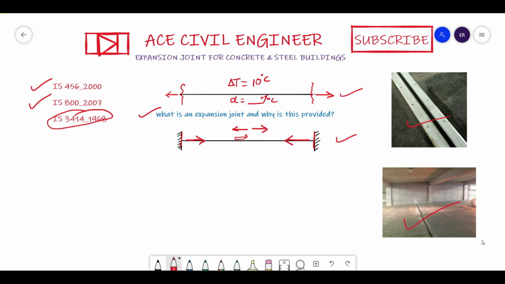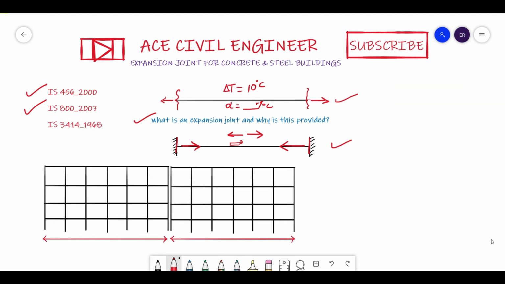Like if you are providing at the columns, at the slab level, or at the roof, they have clearly shown you some pictures of how you need to give the expansion joint. For that also you can refer to IS 3414. So these three codes I have given you in the description of this video, friends. If you want, you can definitely go through those codes, and you can download them as well. So let us see what IS 456 mentions about this expansion joint.